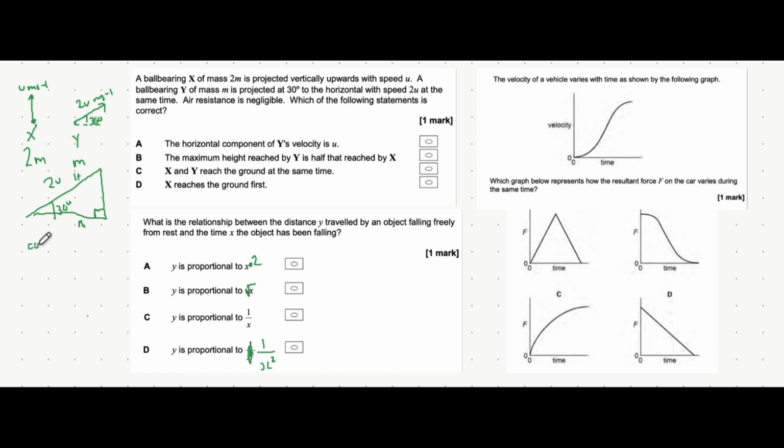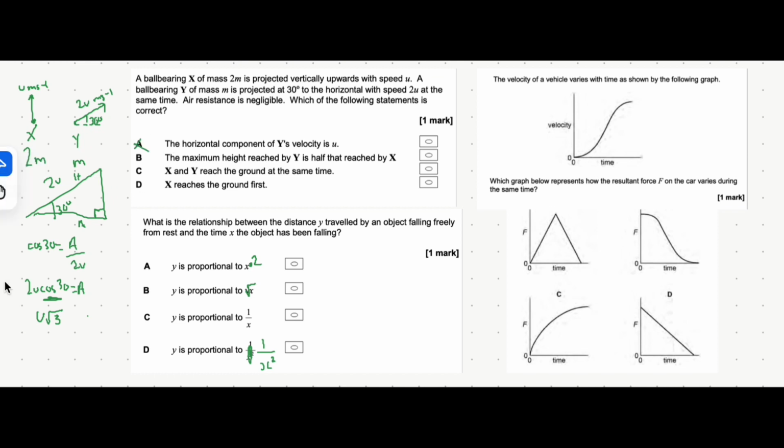and we can say that cos of the angle 30 is equal to the adjacent, which we want to find, divided by the hypotenuse of 2u. Multiply both sides by 2u and you get 2u cos 30 is equal to the adjacent, and cos 30 itself is root 3 over 2. So root 3 over 2 multiplied by 2 is root 3. So this becomes u root 3. That's not u, so this is incorrect.